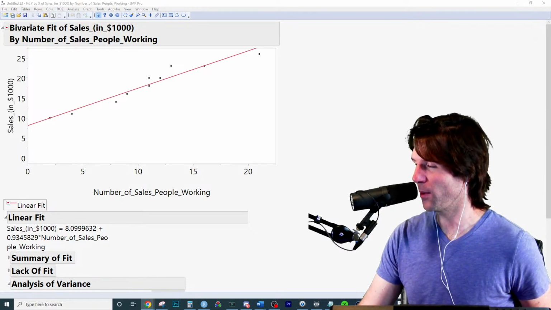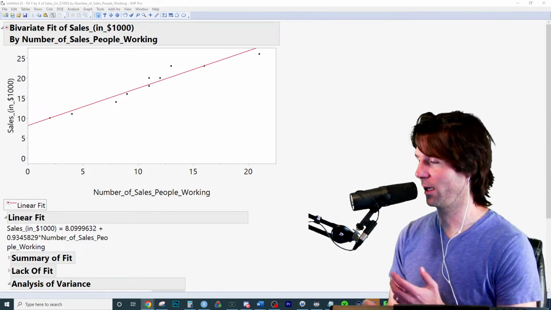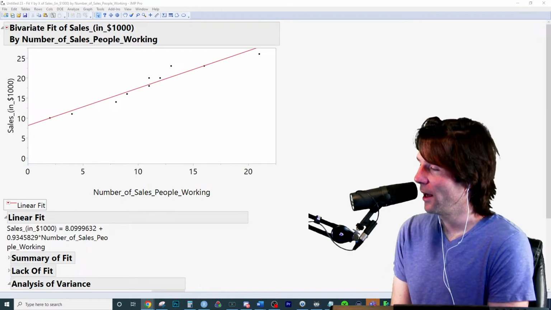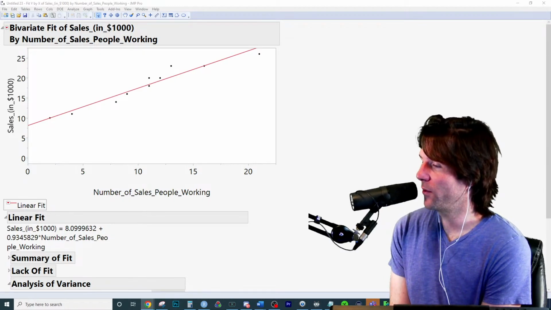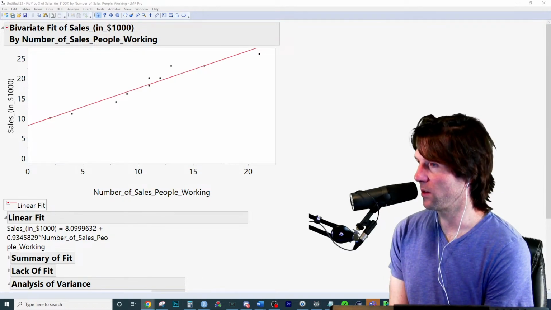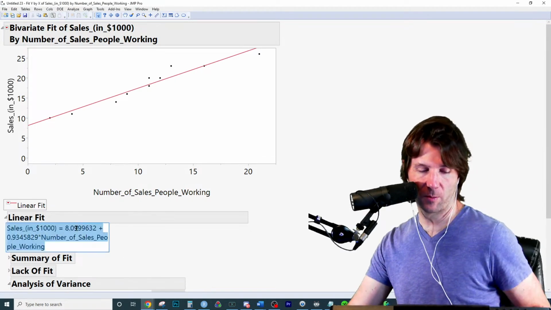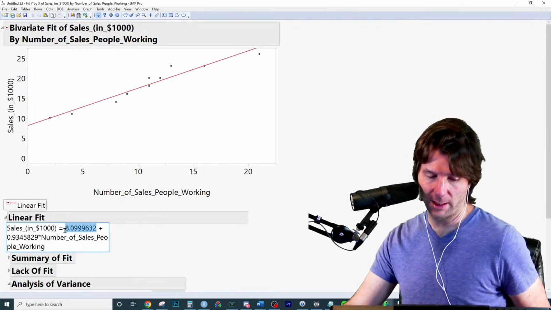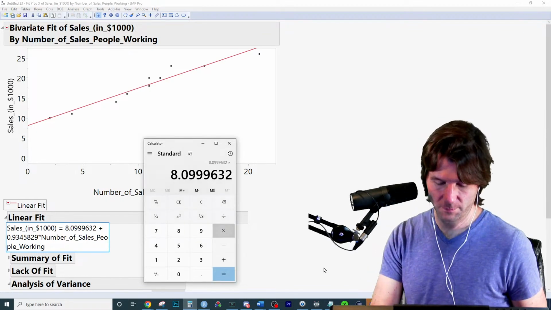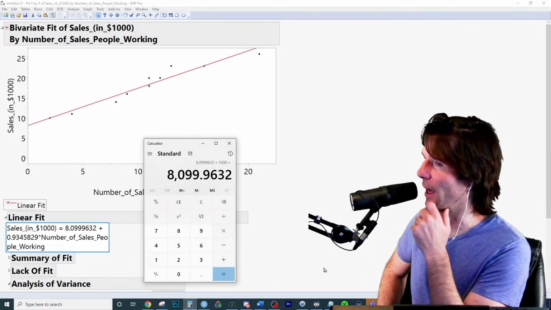Technically, I'd probably count that, with the graders grading it, maybe a half point out of 4 off. But when the number of salespeople working is equal to 0, we expect the sales to equal $8,000 on average. Or if we multiply this by 1,000, we could get it in units of thousands. We expect the sales to be that.